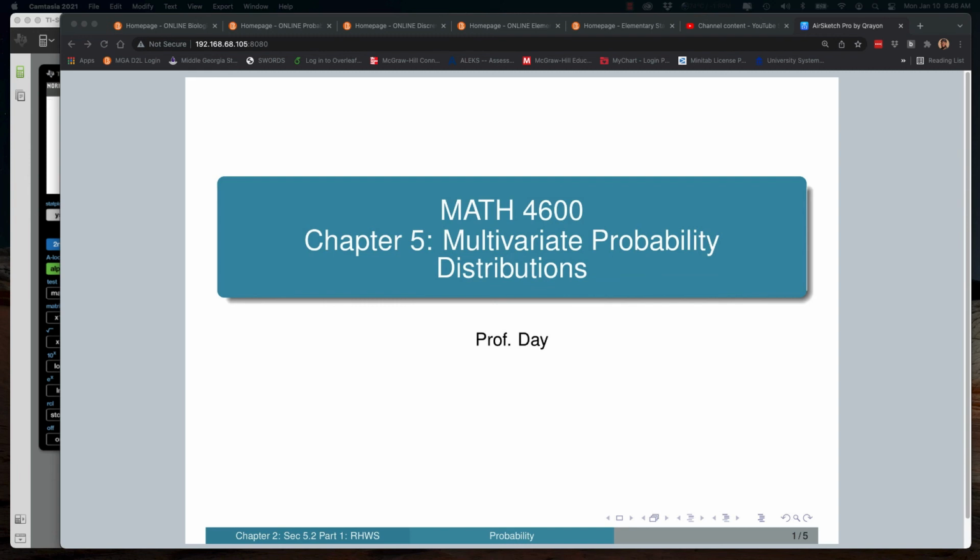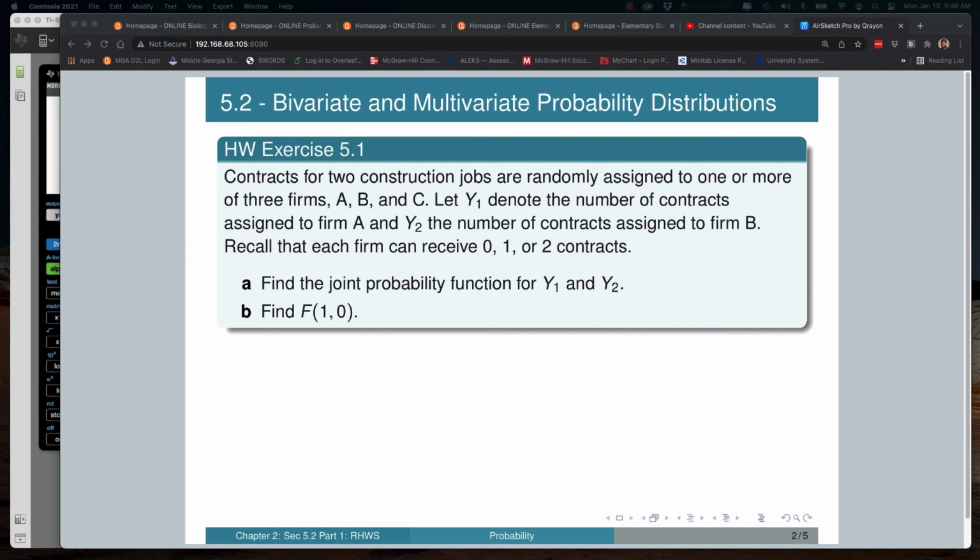Let's go through the three homework problems I suggested or recommended at the end of section 5.2, part 1. I don't think I said it that way before. But anyway, let's look at the first exercise that I asked you to do.